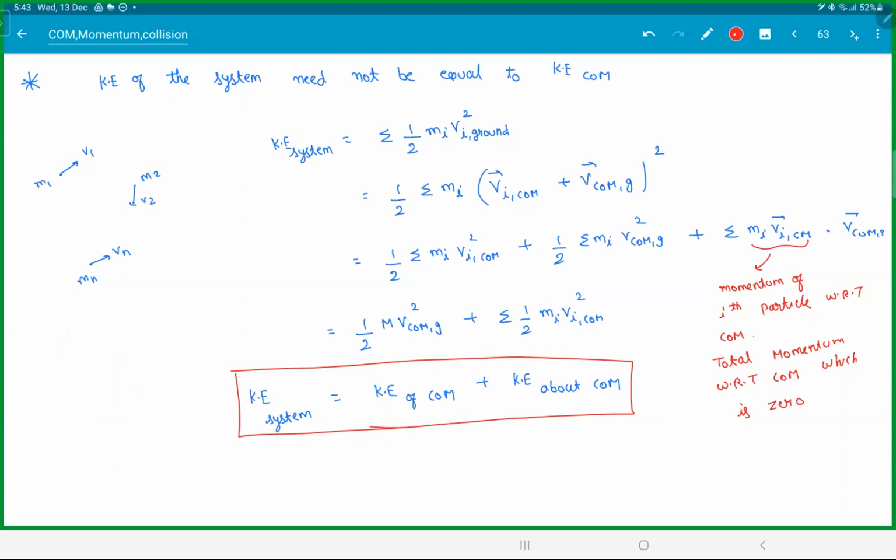Just to give an example, if you have a body here going with u this way, and if you have a body here going with u this way, what is the velocity of center of mass? 0. But what is the kinetic energy? Half m u square, 2 times. Did you see? Kinetic energy of the system is not equal to kinetic energy of center of mass. If you look at the kinetic energy of the center of mass, it would be 0.